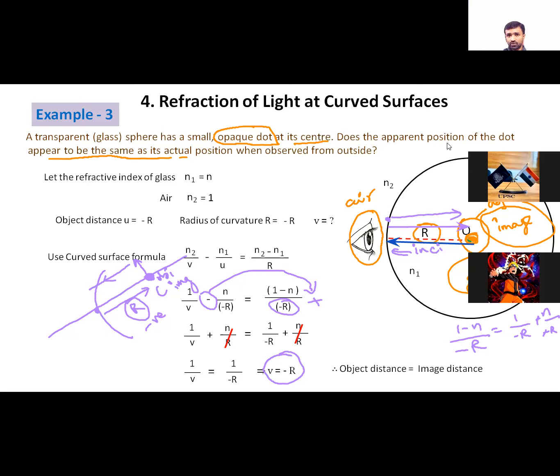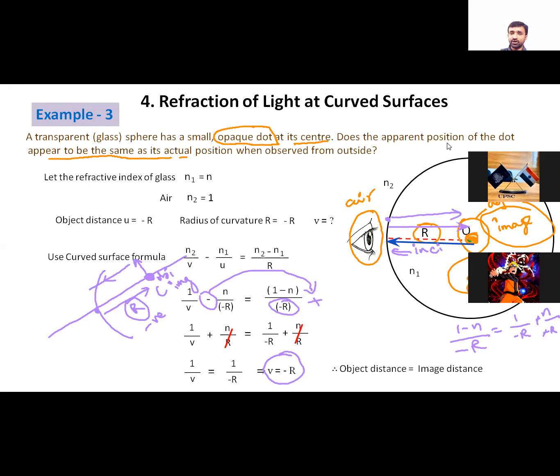Right. So today I'll stop the teaching at this example. After this, we are entering a new topic. Up to here, I discussed refraction of light using only one surface. After this example, we are going to deal with two surfaces for the refraction of light.